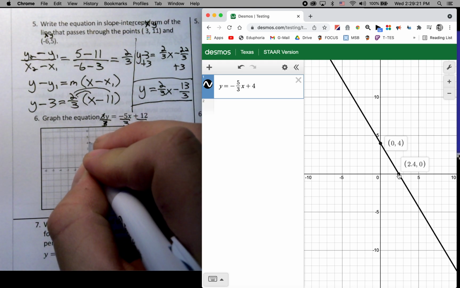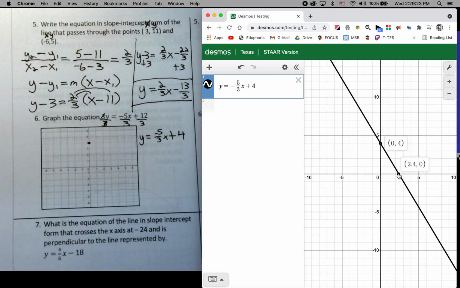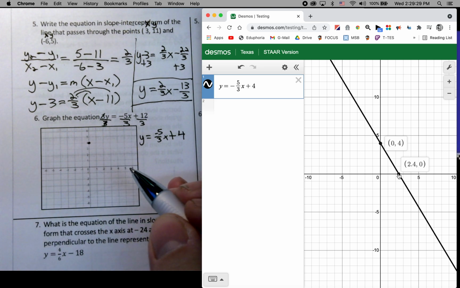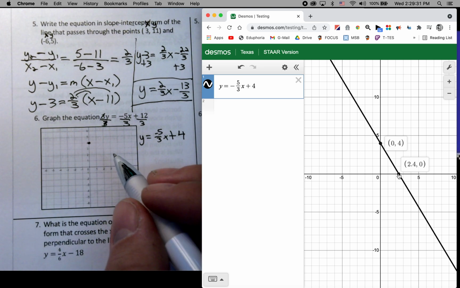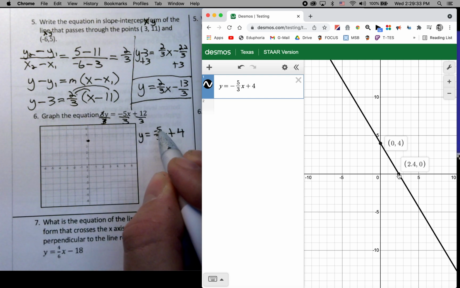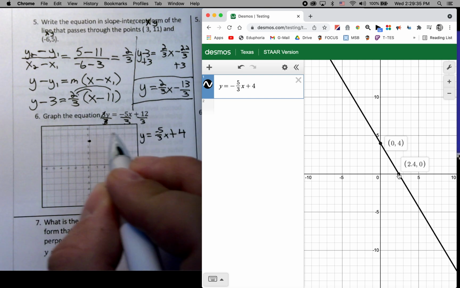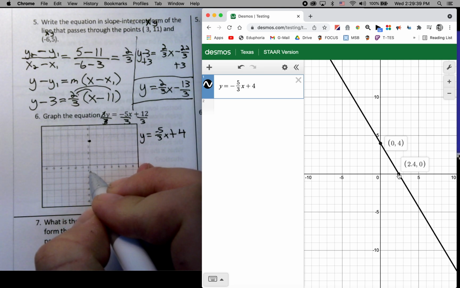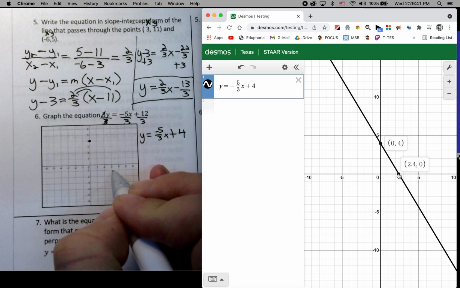Now that x-intercept says 2.4, so that's almost 2.5. That's going to be like right there. I don't really want to do that. I want to be exact, okay? So I'm going to use the slope. So it's falling 5, and it's going right 3. So falling 5. 1, 2, 3, 4, 5. Right 3. 1, 2, 3.